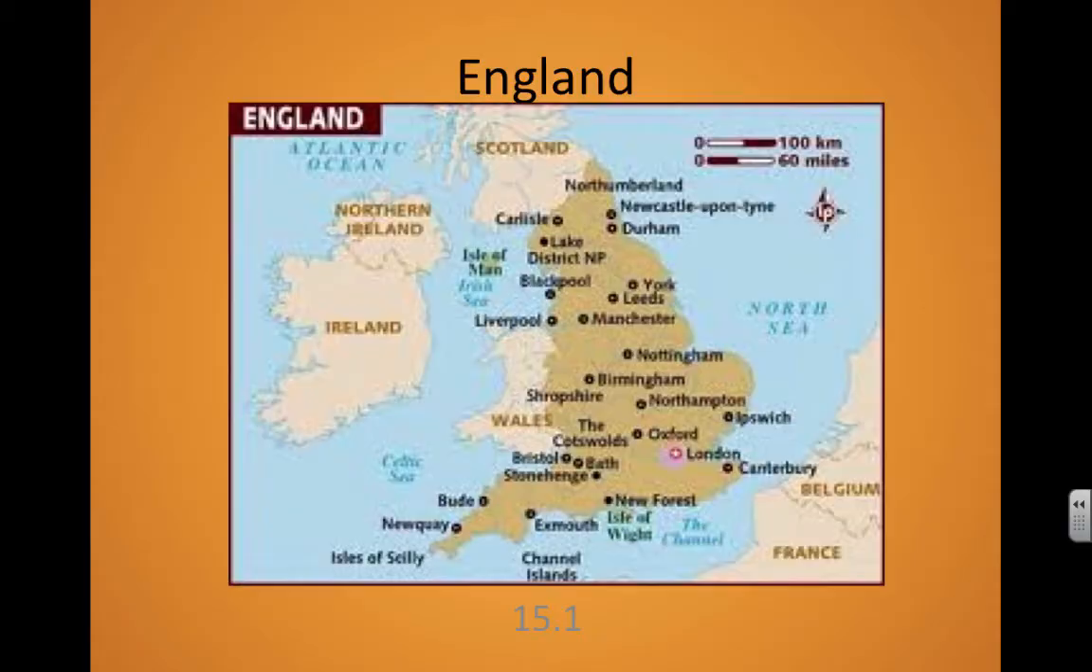Today we're going to start our chapter 15 on the British Isles and the Nordic nations. We're going to take a look around between section 1 is England, which we're going to do today. Section 2 is Scotland and Wales. Section 3 are the two Irelands, Ireland and Northern Ireland. And then section 4 are our Nordic nations of Denmark, Norway, Sweden, and Finland.